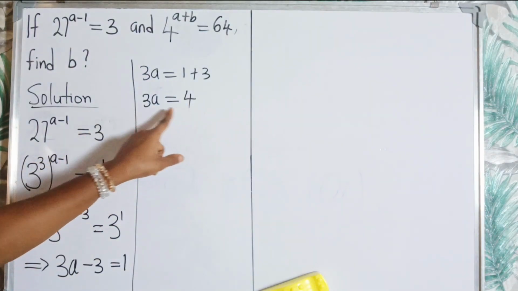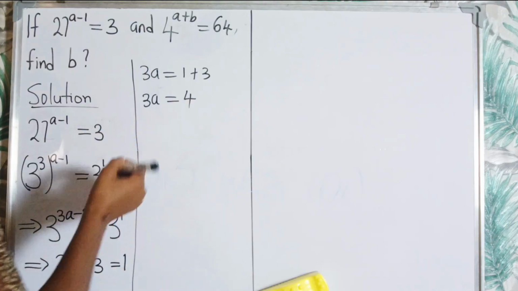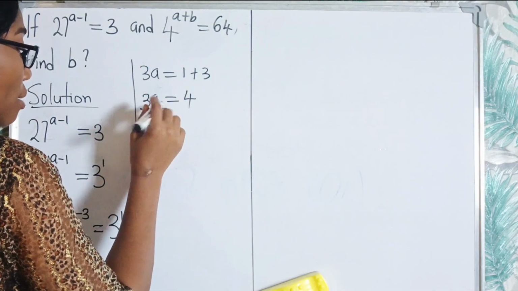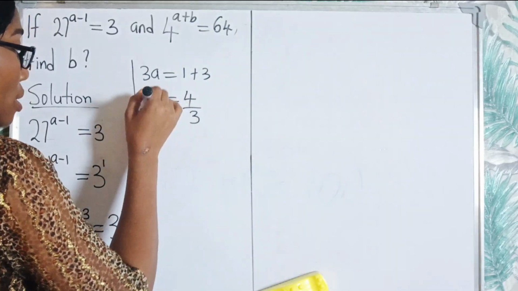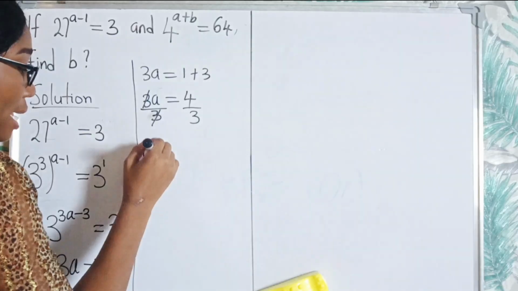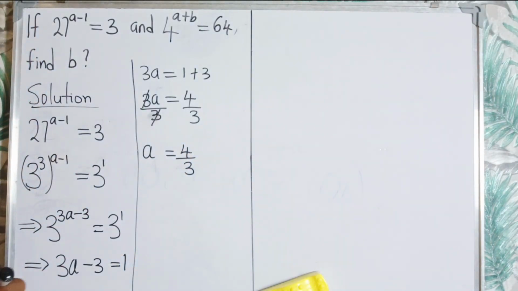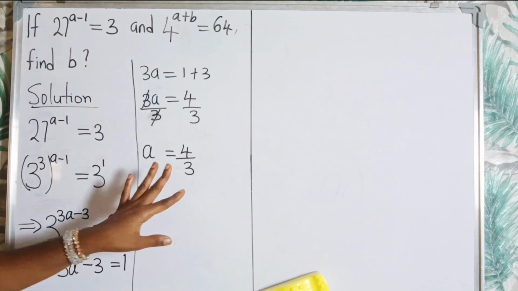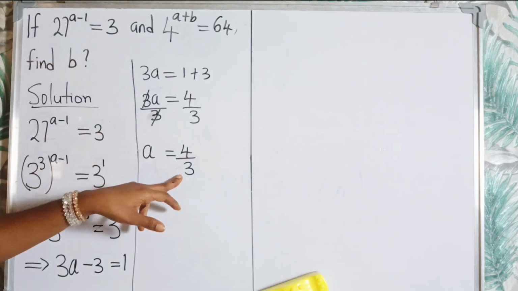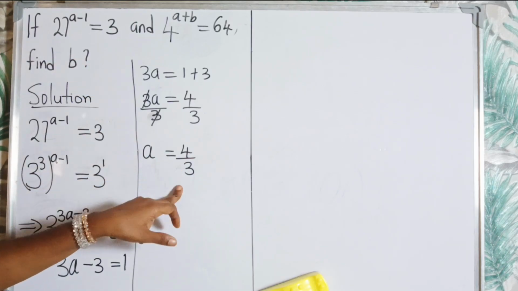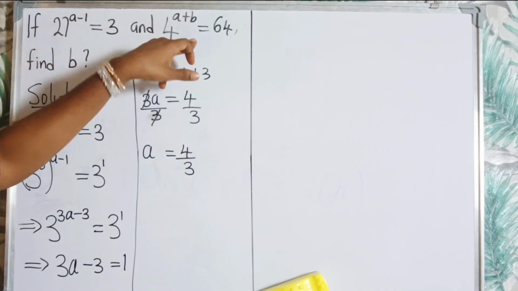Now I need to divide both sides by the coefficient of a, which is 3, because I need the value of a. So I'm going to divide here by 3 and also divide here by 3. This and this will go. So my a is now equal to 4 over 3. Now, this is not what we are looking for. We are looking for the value of b. So we are going to substitute this value of a in the second equation to get the value of b.